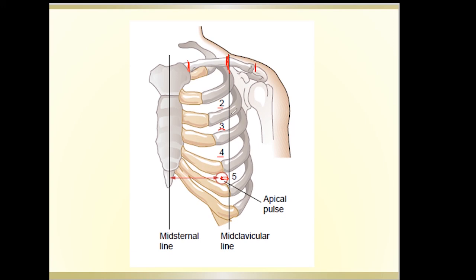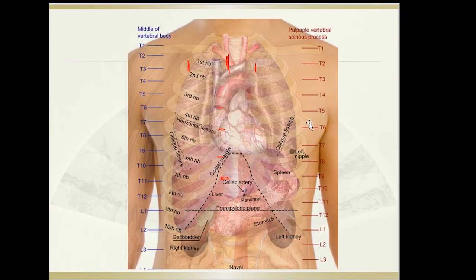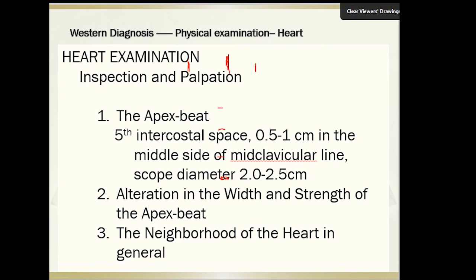So that's what we're talking about, location. If we can see it, we will see it in this location. Or maybe we can palpate for it, like a heart jumping in that area. So that's location here. Then we're talking about how big. Diameter means the jumping, how big in that area: 2 to 2.5.